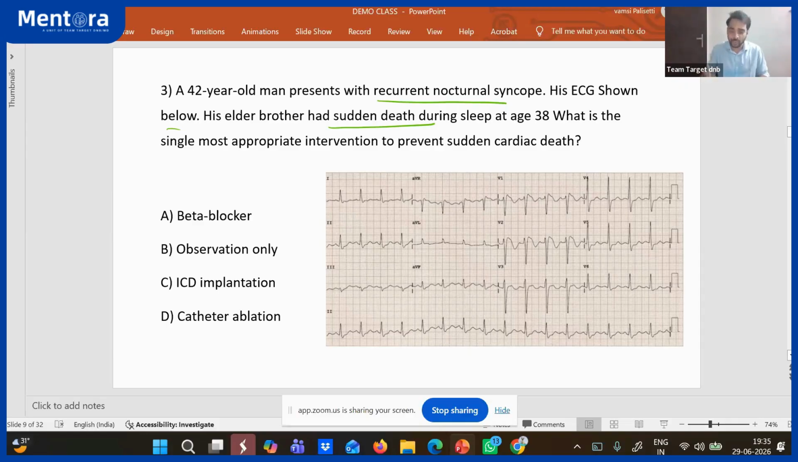The patient had a syncope, right? The patient had a family history of sudden death, right? Then what is the single best intervention you have to do? And they gave an ECG. We don't know what the ECG is. But simply I'm saying, any patient who has family history of sudden cardiac death and is also having recurrent syncopes, definitely the patient is developing some VTs. You have to prevent further development of VTs. To prevent further development of VTs, you have to give an implantable cardiac defibrillator, ICD implantation.